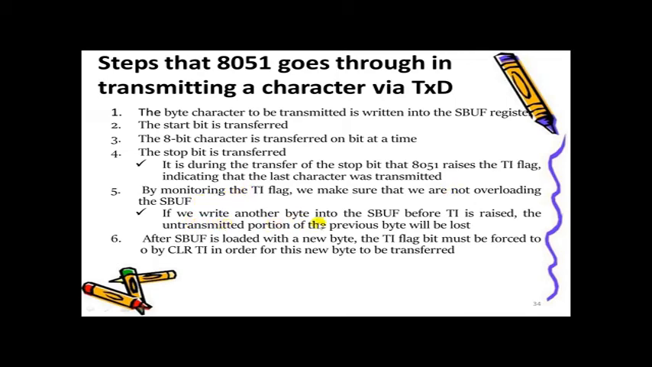If you write another byte into SBUF before TI is raised, the untransmitted portion of the previous byte will be lost. So that is the reason we have to wait till the TI flag is raised, and only then load the data to the SBUF. After SBUF is loaded with a new byte, the TI flag bit must be forced to 0 by CLR TI. That means once the data has been transmitted, the TI flag is raised. After the TI flag is raised, a new character has to be loaded to SBUF. During that time, we have to clear the TI flag to make the new transfer of a new byte.